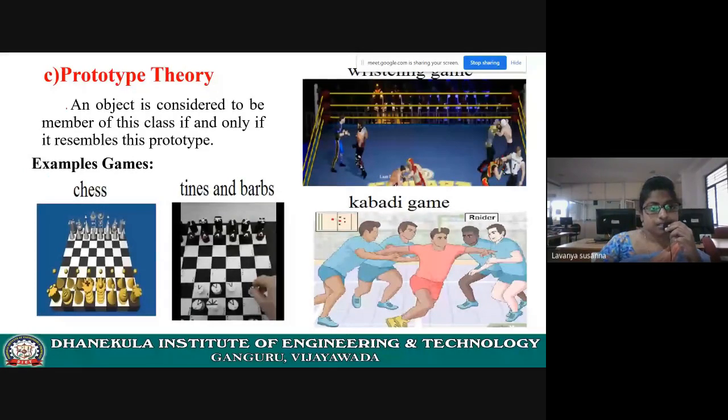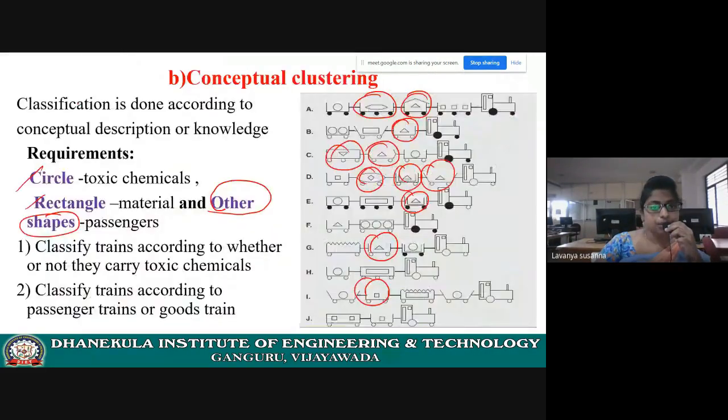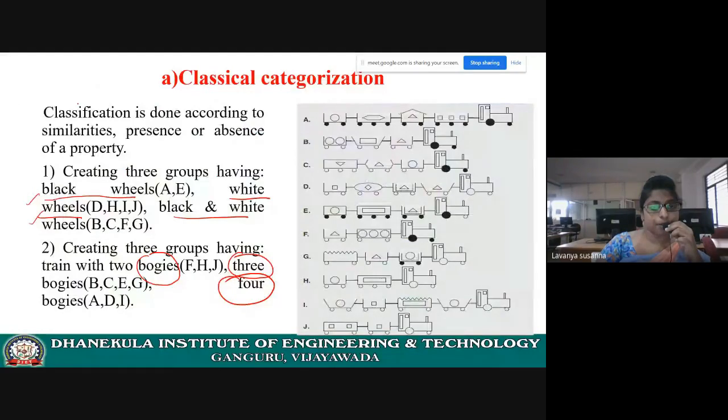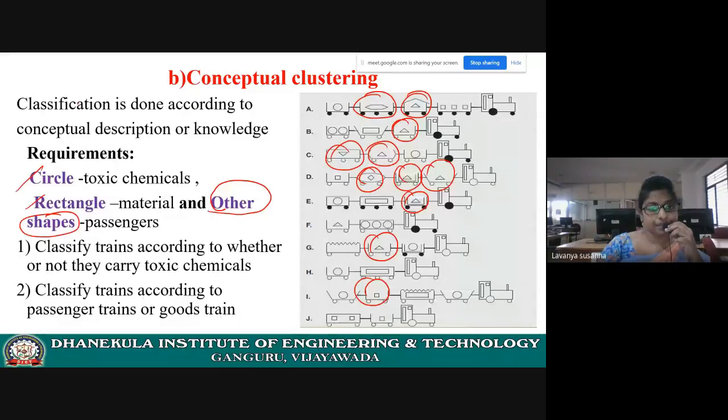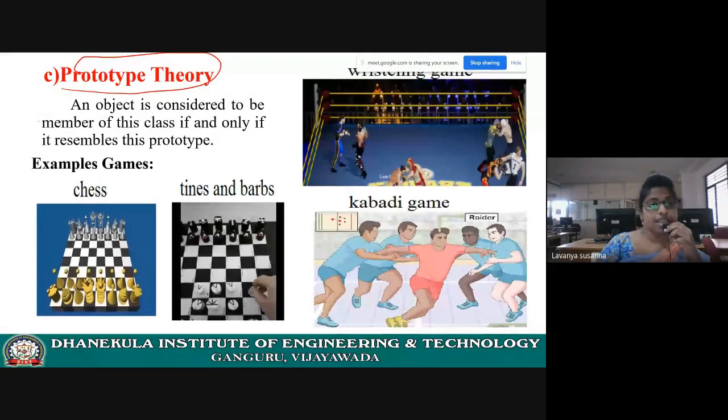Okay, students, next I will explain only one thing: prototype theory. The next questions I will explain later. See, when you are unable to classify the classes according to some property or according to some knowledge, if you are not able to identify those classes, then you can use prototype theory.